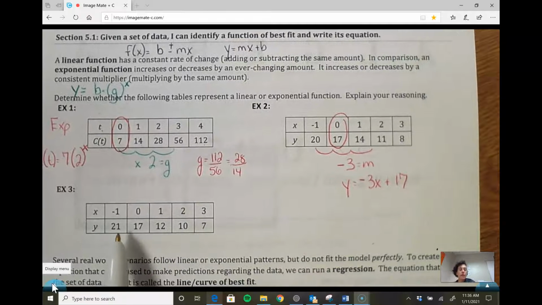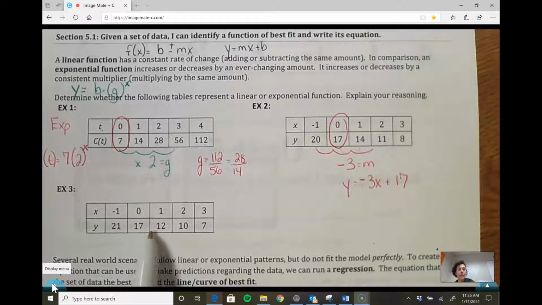And in our next one, from 21 to 17 to 12 to 10 to 7, so this one's also going down. So here, from 21 to 17, I have to subtract 4. From 17 to 12, I have to subtract 5. From 12 to 10, I have to subtract 2. So it's definitely not linear. So let's see if it's exponential.